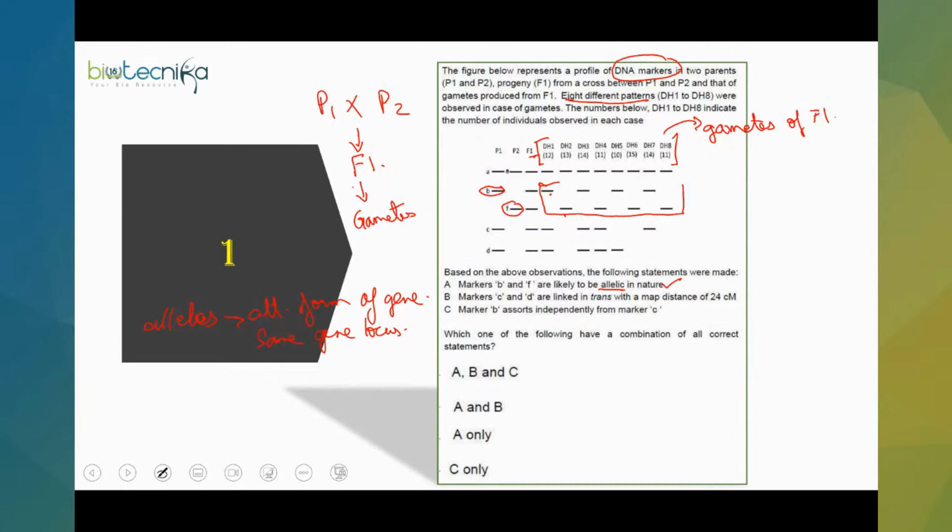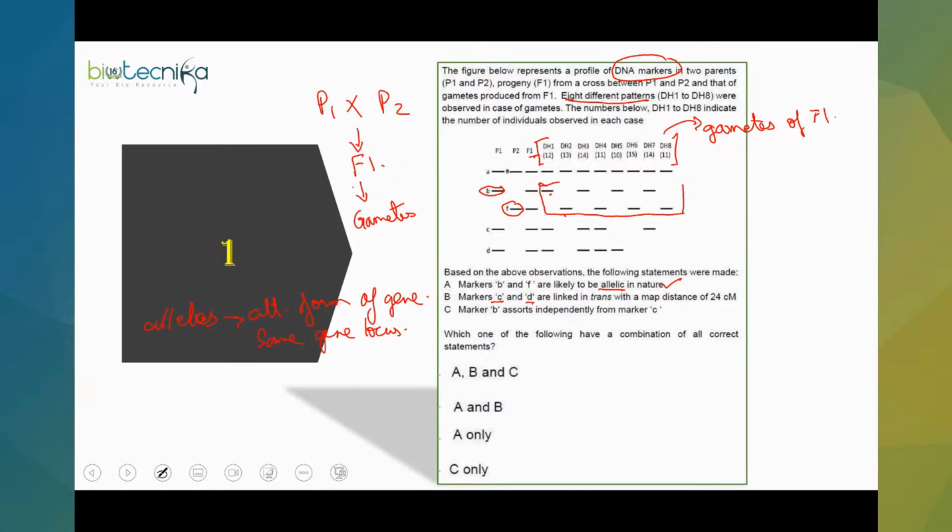What about the B statement? It says that the markers C and D are linked in trans with a map distance of 24 centimorgan. Okay. Now, what is trans configuration? We have told in the last class, right? So trans configuration means where both of them are present on different chromosomes. Okay. What is it saying about C and D?